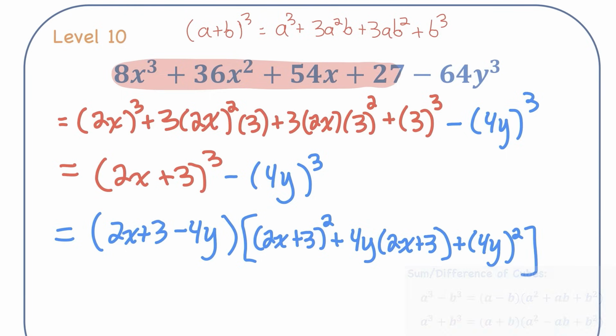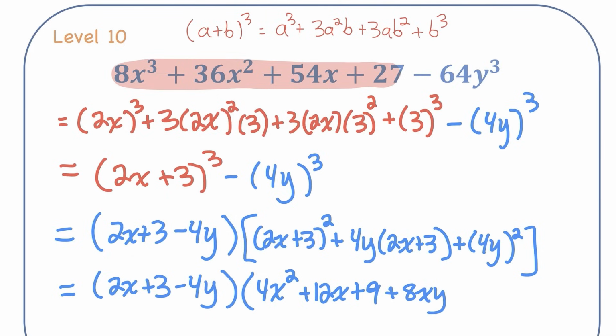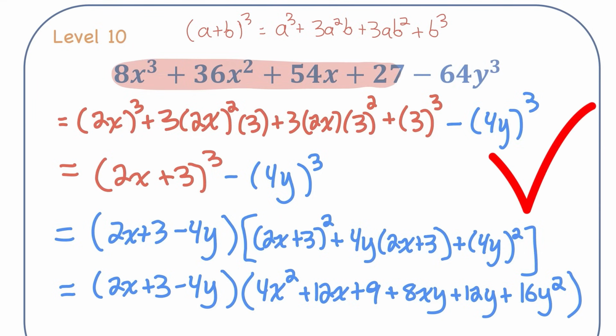All I have left to do now is to simplify inside of that factor. 2x plus 3 all squared will be equal to 4x squared plus 12x plus 9. I'll distribute the 4y to both of those terms, giving me 8xy plus 12y. And 4y all squared is 16y squared. And then inside that factor, there's nothing to simplify, so I'll leave it. Level 10 has been fully factored.